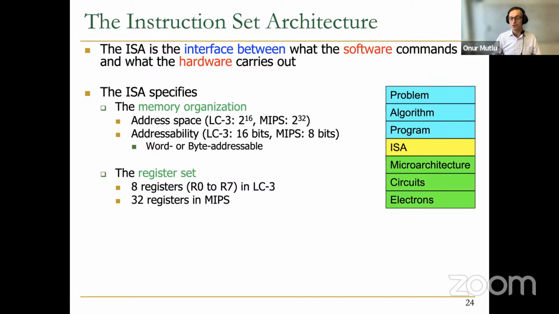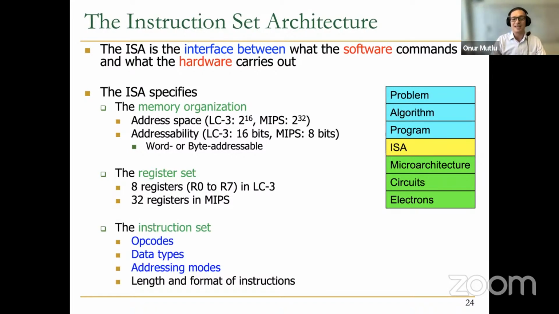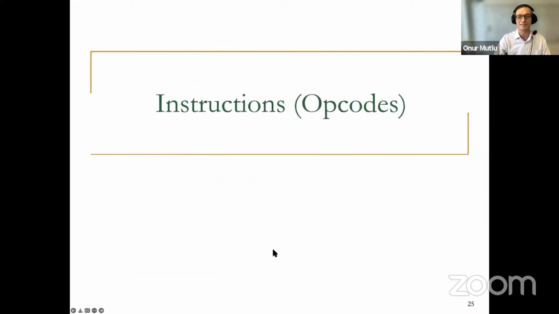Later, we will see GPUs. GPUs actually have a much larger register set because they're operating on many, many data elements at the same time. Okay, and the instruction set essentially specifies opcodes, data types, and addressing modes, and more, and the length and format of instructions, as we have seen. Now we're going to focus a little bit more on the opcodes, data types, and addressing modes, and some trade-offs associated with them. Okay, so let's start with opcodes.